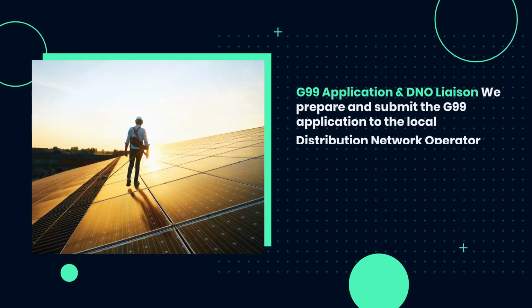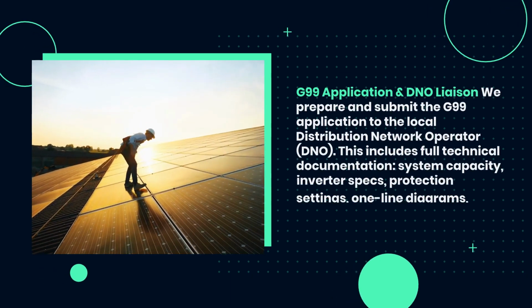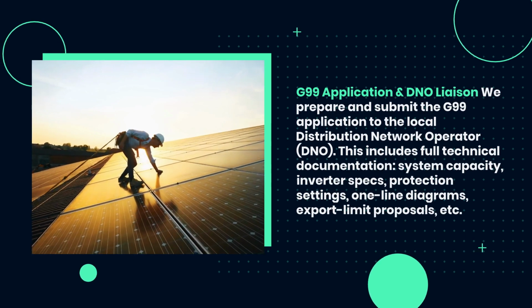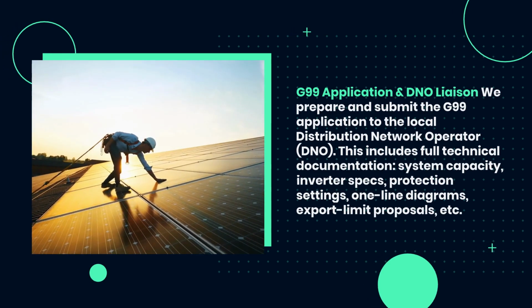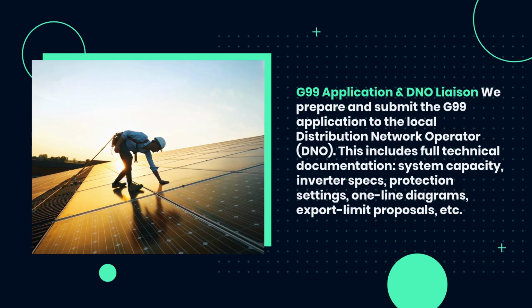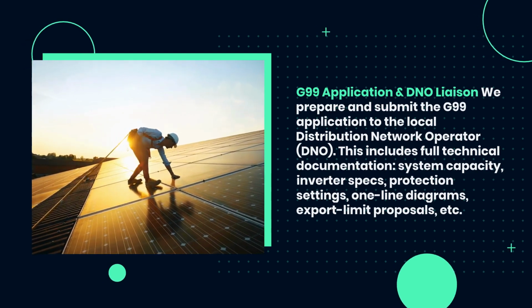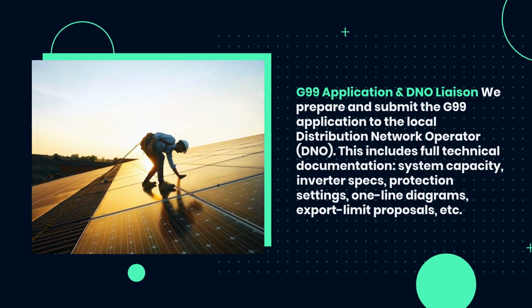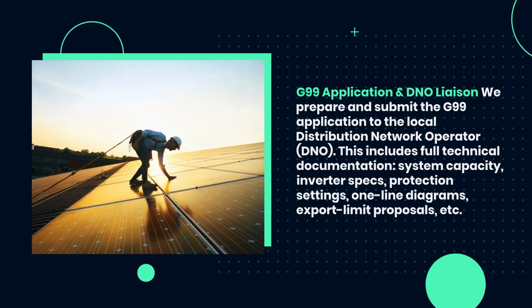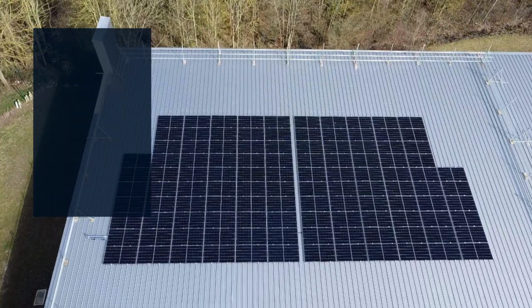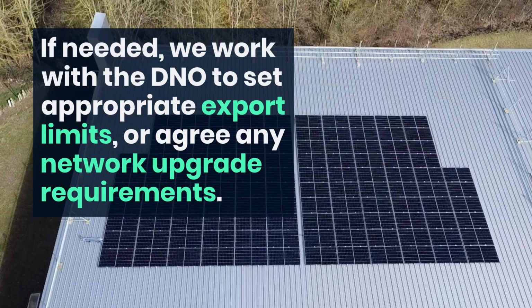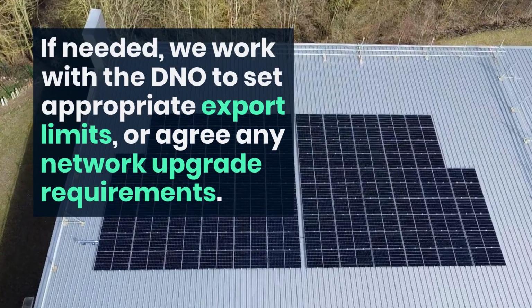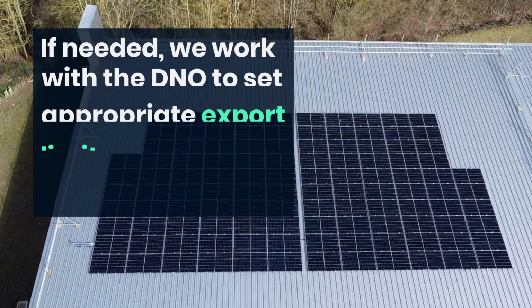G99 application and DNO liaison. We prepare and submit the G99 application to the local distribution network operator, DNO. This includes full technical documentation, system capacity, inverter specs, protection settings, one-line diagrams, export limit proposals, etc. If needed, we work with the DNO to set appropriate export limits or agree any network upgrade requirements.